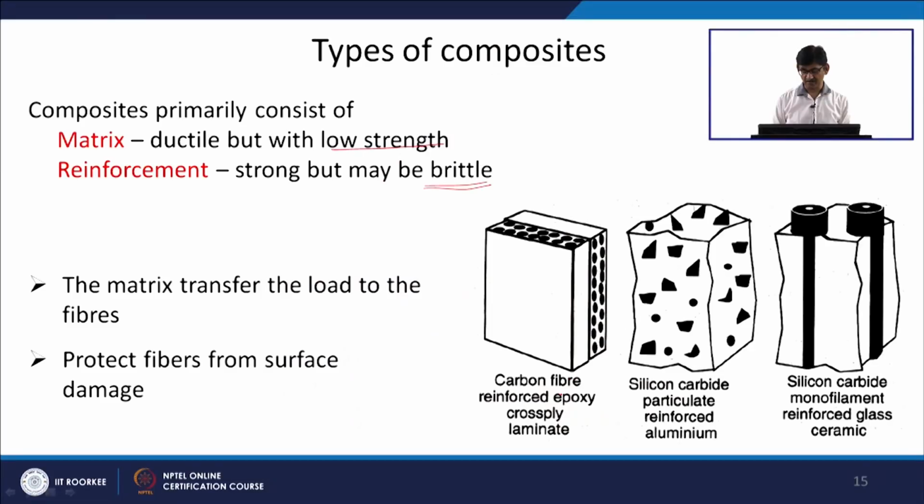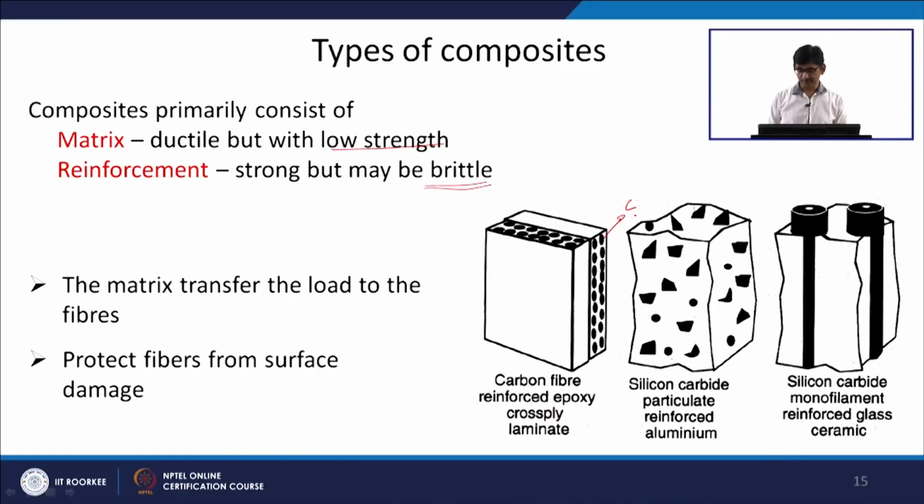There can be different types of composites. For example, this one is a carbon fiber reinforced epoxy cross ply laminate. You can see that these are the carbon fibers, and they are arranged in a cross ply manner. In one ply the carbon fiber is in this direction, and in the next ply the carbon fiber is in this direction. So this is a cross ply type of laminate, and carbon is there for reinforcement of the matrix.